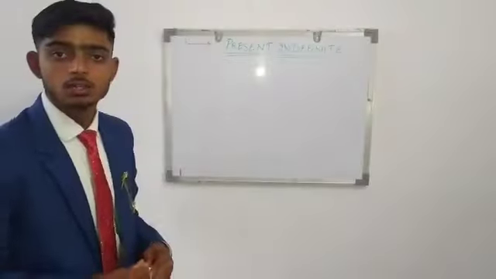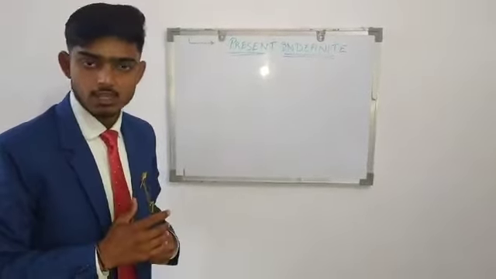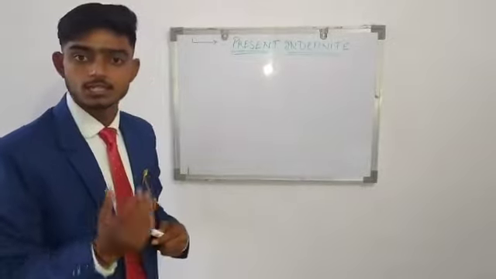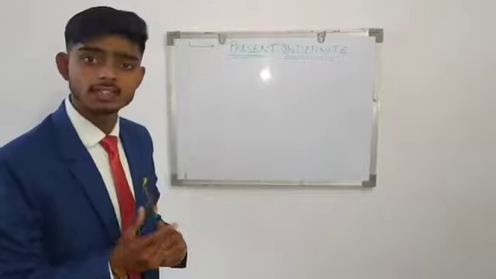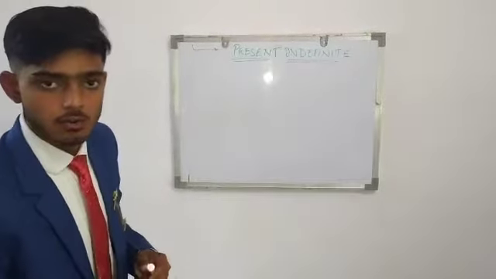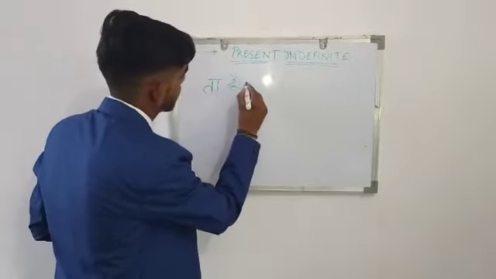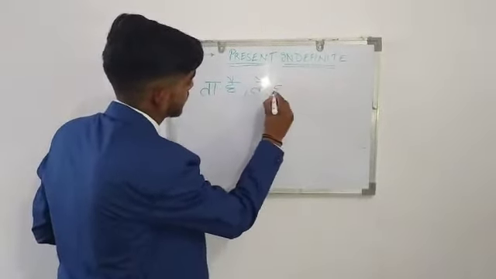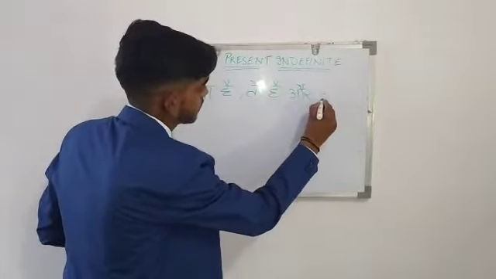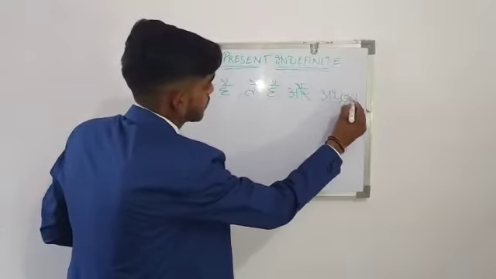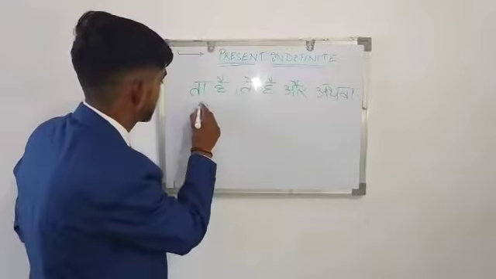So first we will have to learn the identification of present indefinite tense, that how we can identify the type of present indefinite tense. So basically the rule says that at the end of the sentence there will be ta, hai, te, and or अथवा ता है, ते है या ती है.